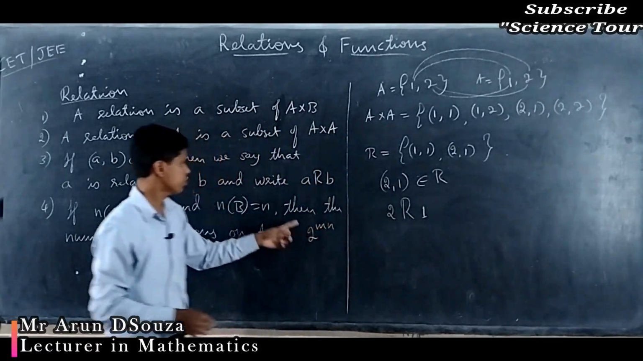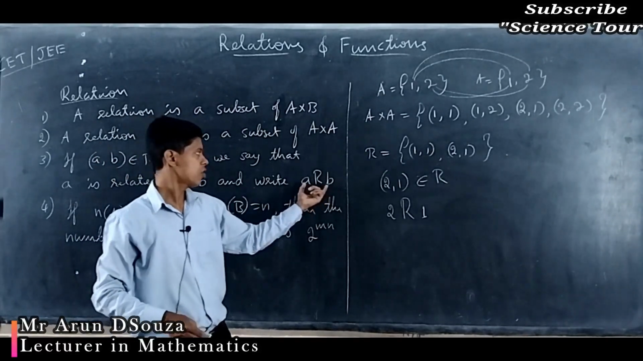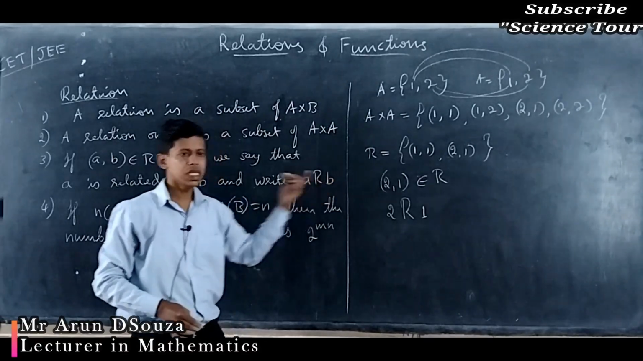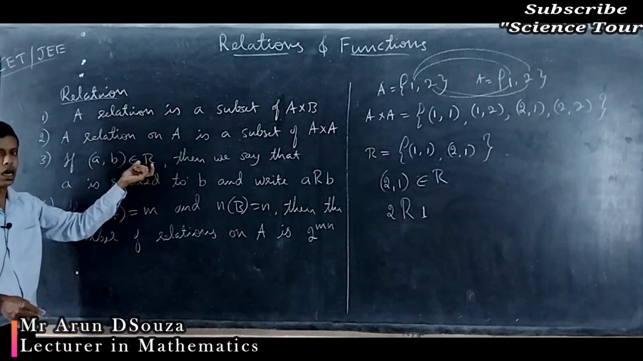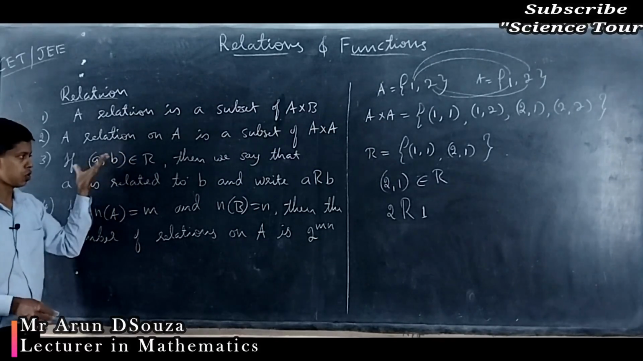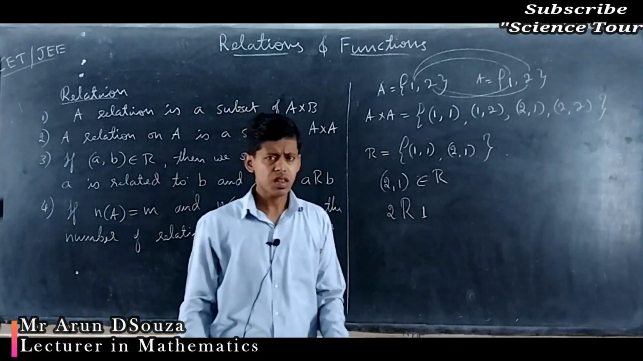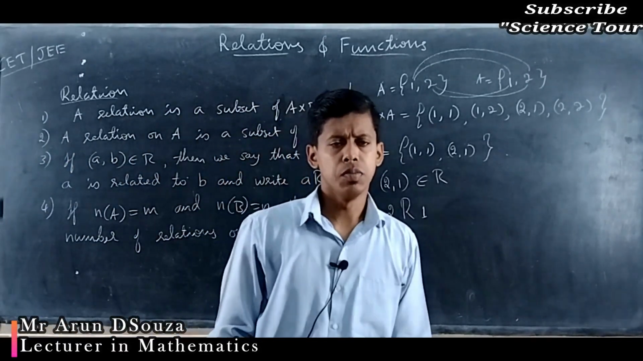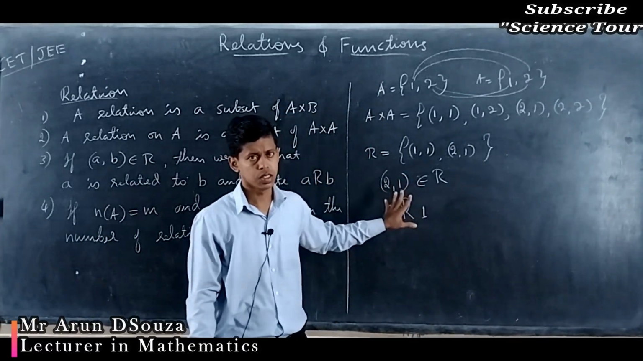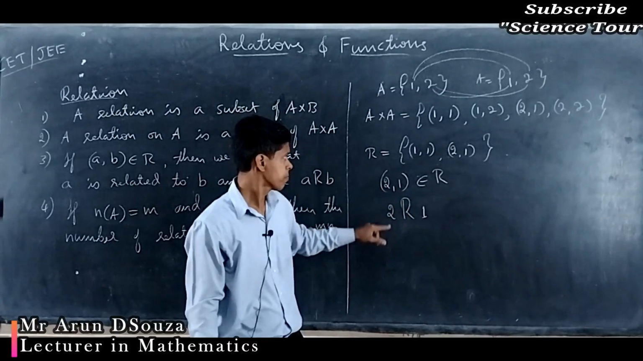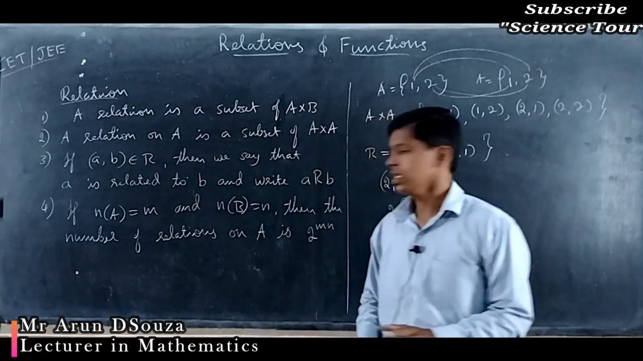So this is another symbol that you should keep in mind. In some questions you may find this symbol. So what is the meaning of it? a is related to b means (a, b) belongs to the relation R. So that is about the notations. And a few important concepts are based on the concept of relation. I hope that makes sense to you.